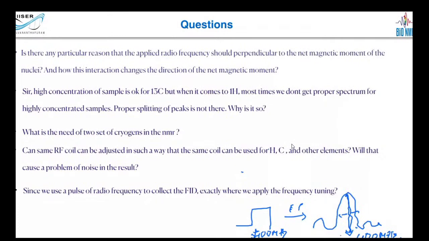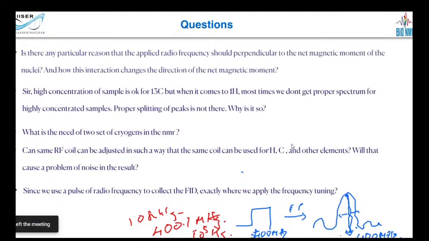Exactly 400 megahertz. If we deviate to, let's say, 400.1 megahertz, you know how much that is? That is like 10 raised to 5 hertz, 10 kilohertz. Now, what is that 10 kilohertz? At 400 megahertz, 1 ppm would be 400 hertz. So even 4,000 hertz would be 10 ppm.